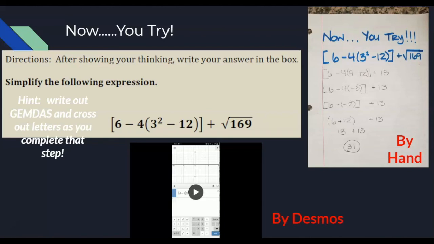Plus the square root of 169, which is 13. Notice I did that back in the first step, and since I was not able to do anything with that, I just continued to bring it down to the next step, until the end when I was able to combine it with the 18 for a final answer of 31. Let's look at how we can do this same expression in the Desmos calculator.